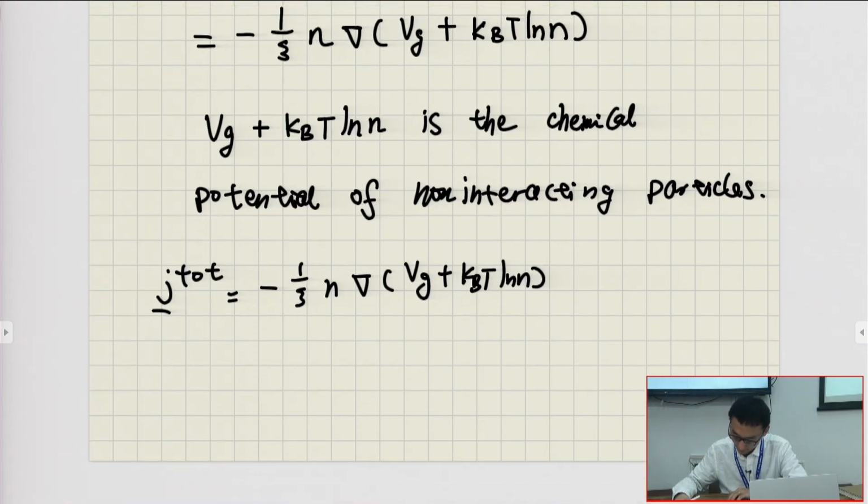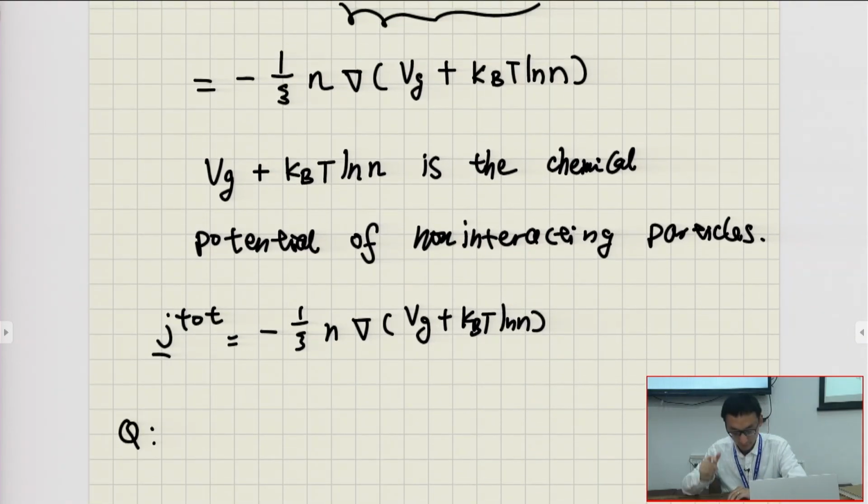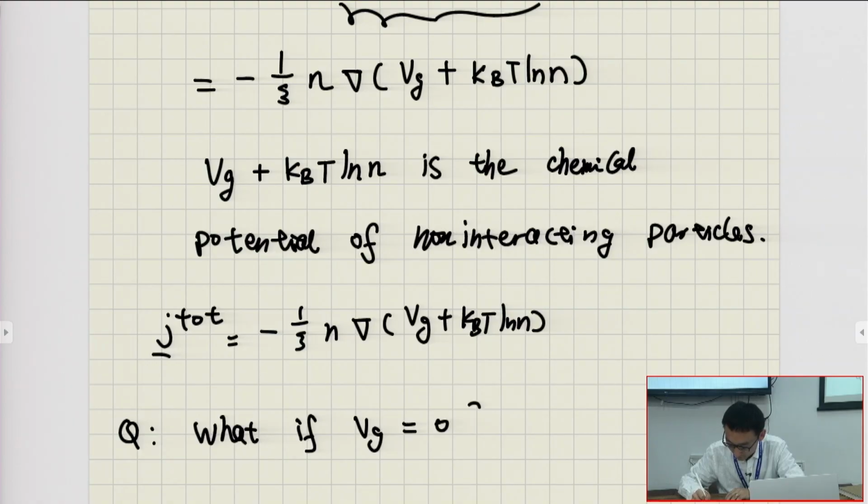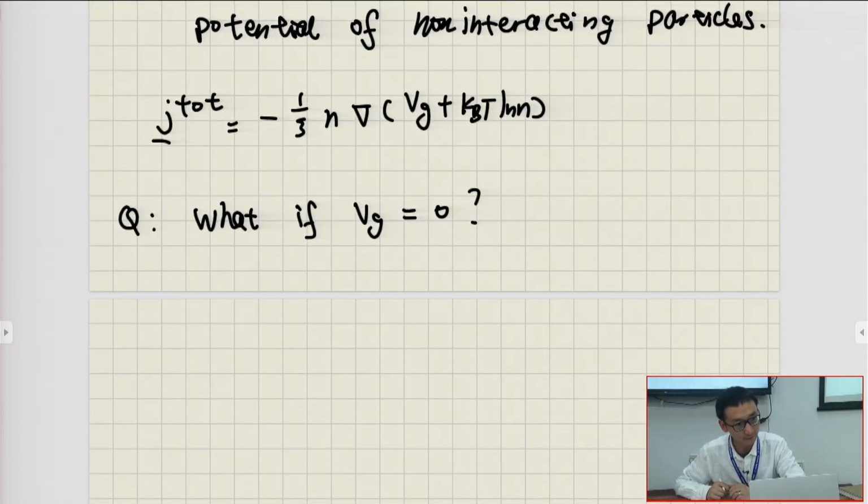Okay, that's good. And then a simple question is, what if there's no external potential? Say the potential is 0. Any suggestions on what happens to the density at equilibrium? Yeah, so there's no density gradient. Could be 0, right? Yeah, exactly. So there's no density gradient, which means the density is constant or spatially homogeneous. Okay, that's good.